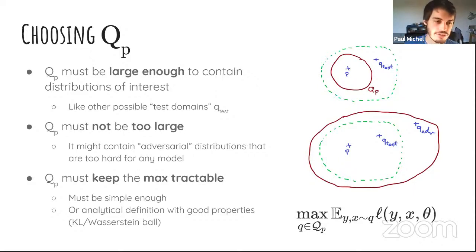But still, this limits the design space of possible uncertainty sets because of these computational considerations. And what we're trying to do in this work is find a middle ground, something a little bit more complex than the kind of confusion sets we can usually get, a little bit more problem specific.